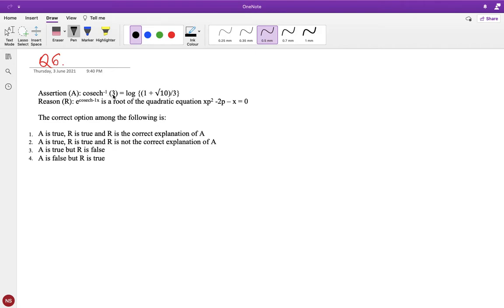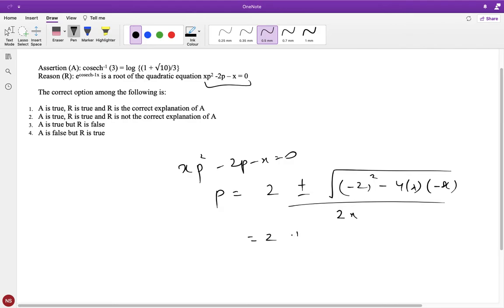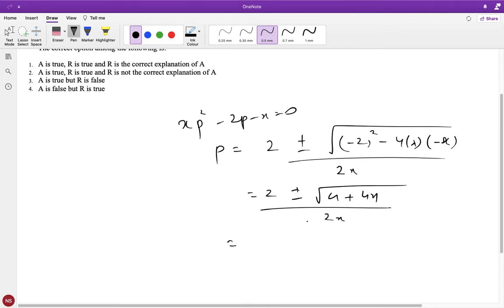Assertion: cosecant hyperbolic inverse of 3 is log of 1 plus root 10 by 3. Reason: this is a root of this equation. Let us try to solve this equation: x p square minus 2p minus x equal to 0. So p is equal to minus b plus minus square root of b square minus 4ac divided by 2a. So 2x is equal to 2 plus minus square root of 4 plus 4x square by 2x. Square root of 4 is 2, so the 2s all get divided and cancelled.